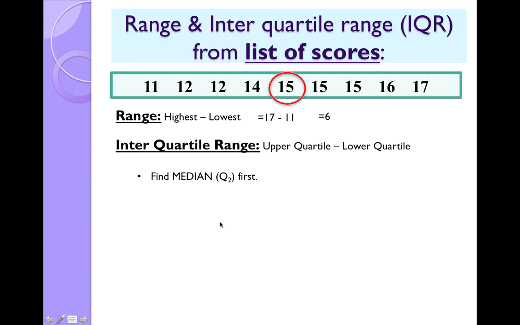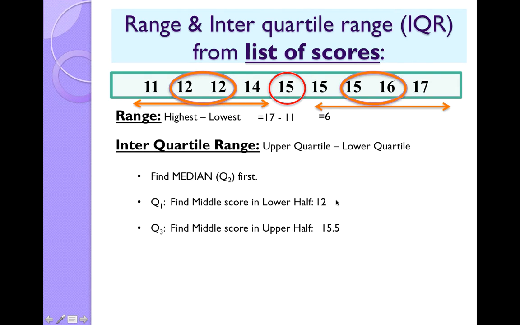This is an odd number of scores, so we've only got score number 5 in the middle and the median is 15. The lower half of the scores is an even number of scores, so the quartile 1 will be the average of two numbers, and the average of 12 and 12 is just 12. In the upper half, the average of 15 and 16 is 15 plus 16 divided by 2, 15 and a half. That gives us an interquartile range of 15 and a half minus 12 is equal to 3 and a half.